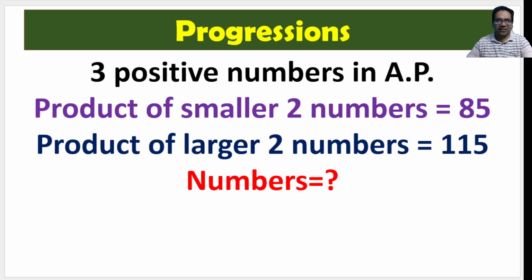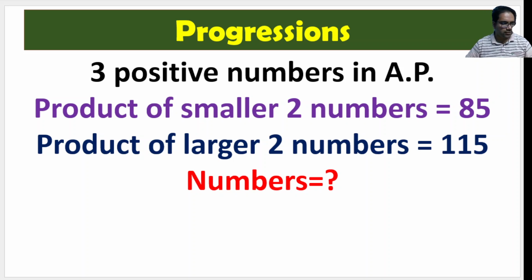Hi friends, in this problem we are given three positive numbers in arithmetic progression, and the product of the smaller two numbers is 85 and the product of the larger two numbers is 115. So we can straight away assume these three are in arithmetic progression.